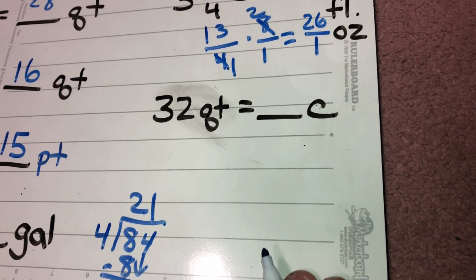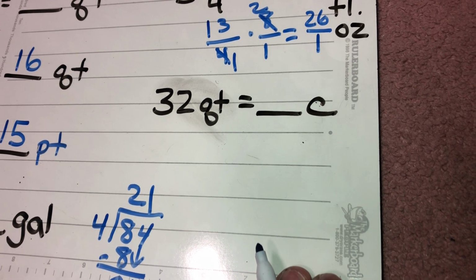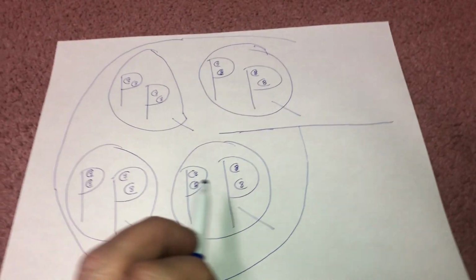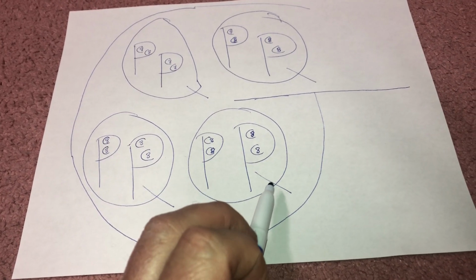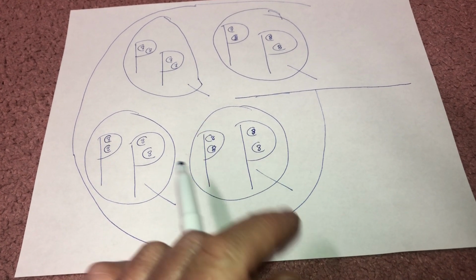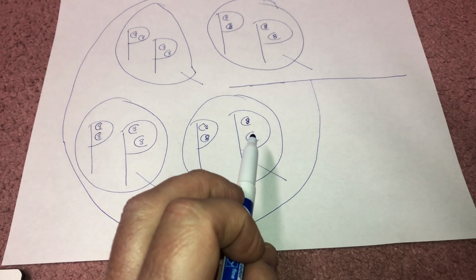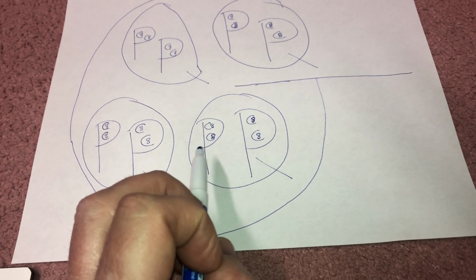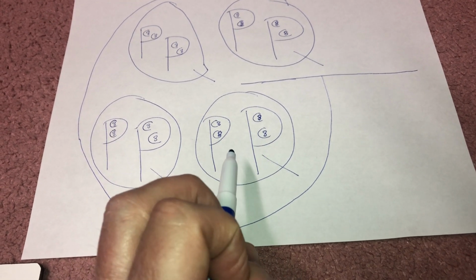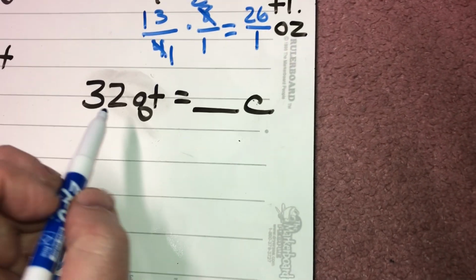32 quarts equals blank cups. Well, when I go from quarts to cups, that's interesting. The measurement is getting smaller, going from quarts to cups. So the number's getting bigger, so I'm going to multiply. But how many cups is in a quart? Well, I see that there's 2 cups in a pint, and there's 2 pints, so it looks like I've got 2 C's, 4 C's. Looks like 4 cups make a quart. So I'm going to be multiplying by 4.